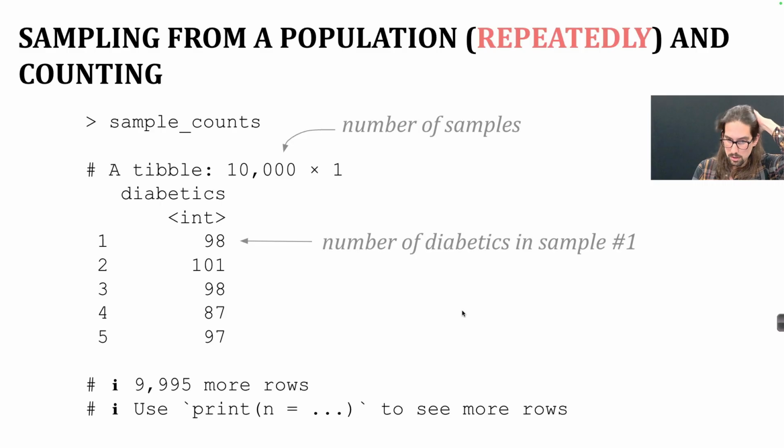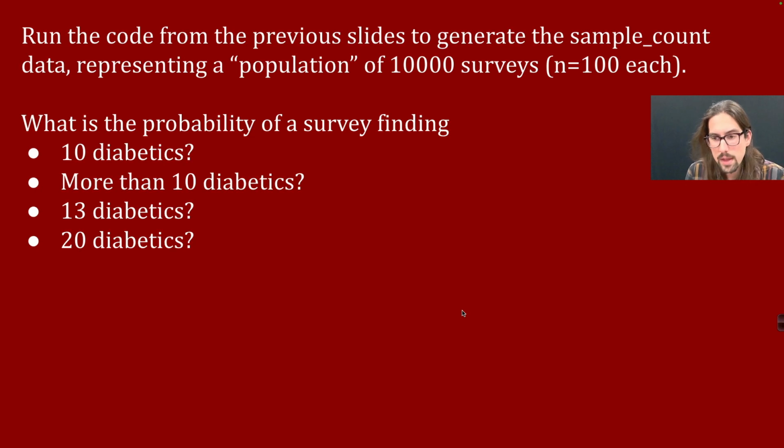So you should run that code. And now we can calculate these probabilities that we were talking about abstractly, conceptually. You can actually calculate those empirically, because you did 10,000 surveys. Now that's not all the possible surveys you could do, but it's a really big number of them. So let's see what the probability is that in a survey we find 10 diabetics, more than 10 diabetics, 13, 20.